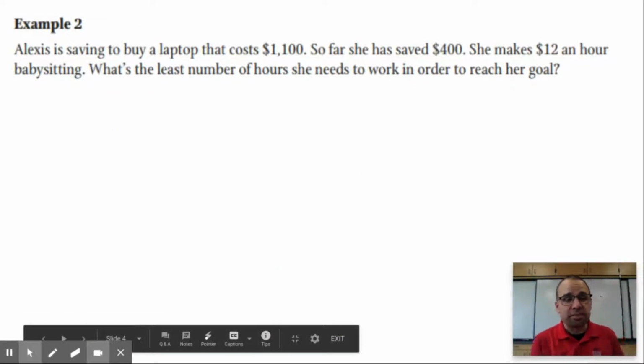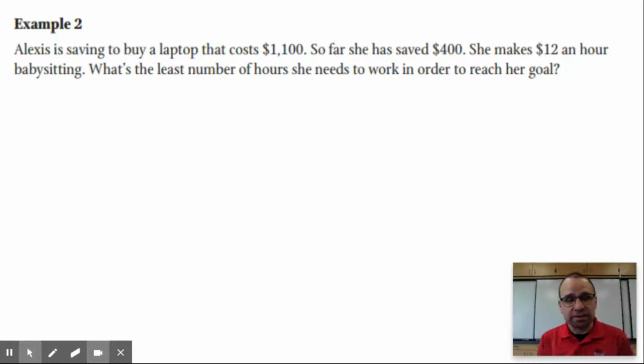Alexis is saving to buy a laptop that costs $1,100. So far, she's saved $400. She makes $12 an hour babysitting. What is the least number of hours she needs to work in order to reach her goal?